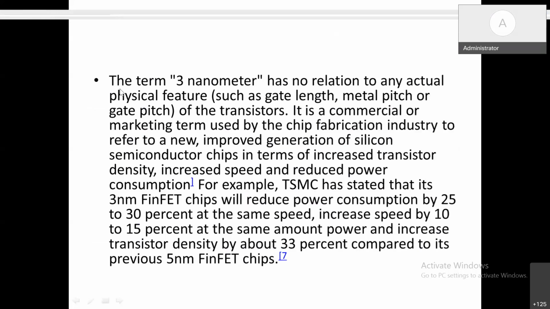One thing I want to comment on here is that the term 3 nanometer has no relation to any actual physical features such as gate length, because normally we talk about gate length as the channel technology, but in 3 nanometer it is not the gate length, it is only the properties: the performance in terms of increased transistor density, increased speed, and reduced power consumption. So 3 nanometer and 2 nanometer are going to be different. That is what I want to comment on the term 3 nanometer.